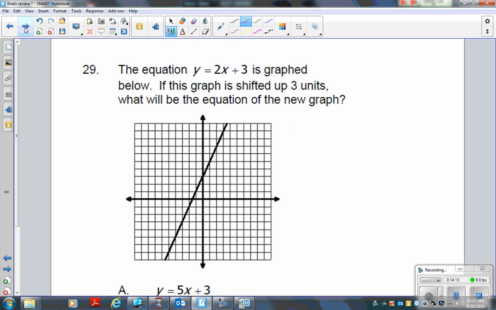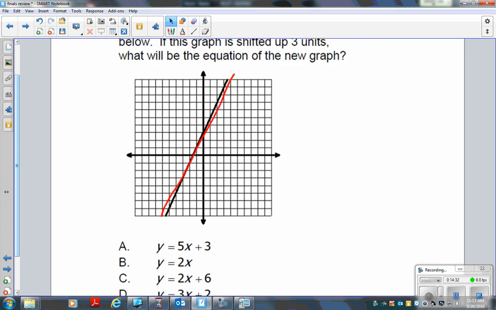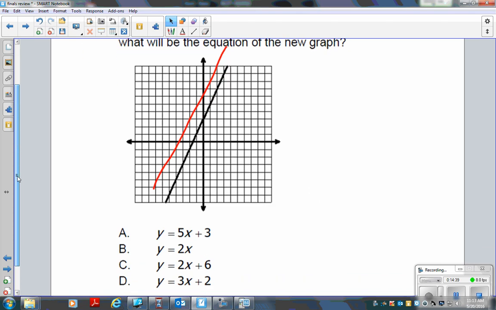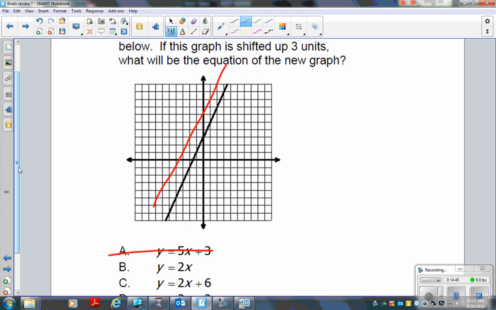The equation y equals 2x plus 3 is graphed below. If this graph is shifted up 3 units, what would it look like now? All right, so let's take this whole thing and just pick it up 3 spots. Okay, pretend that's right there on the line. 1, 2, 3. If you notice, it remains having the same slope. The slope didn't change. So we can cross out these two because those slopes changed. What did change, though, is the y-intercept. It used to be right there at 1, 2, 3. Now it's up there on 6.